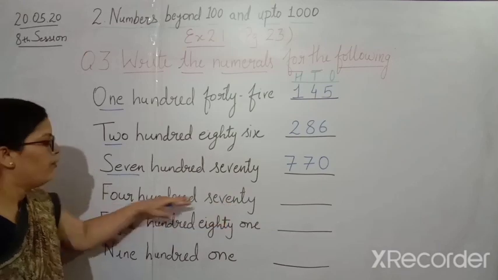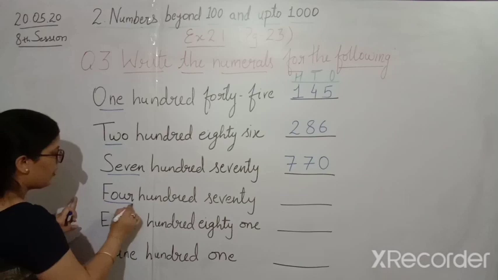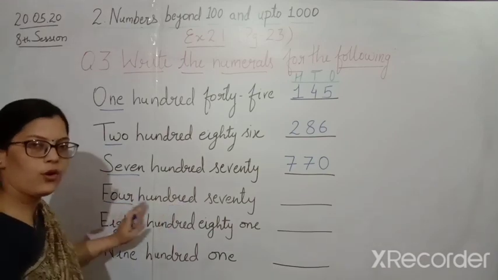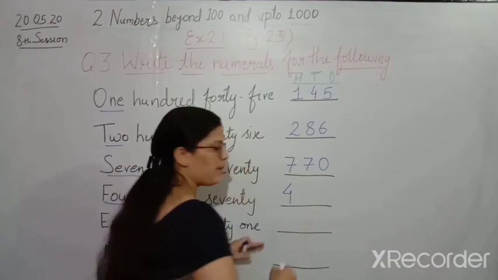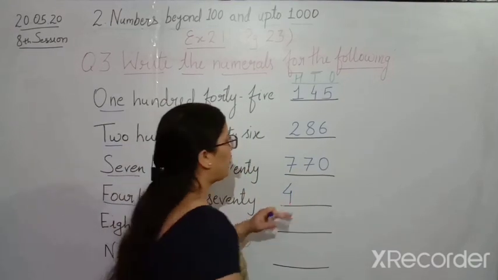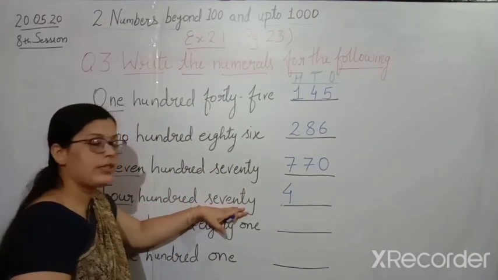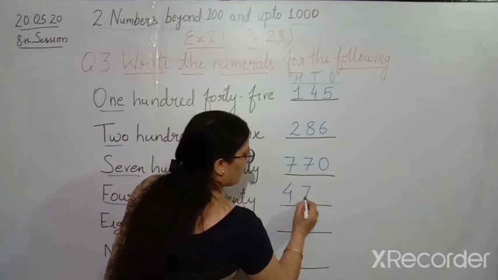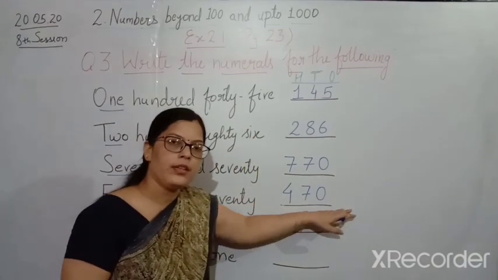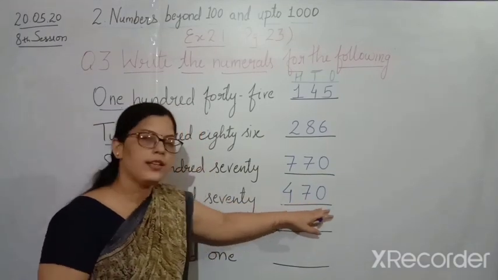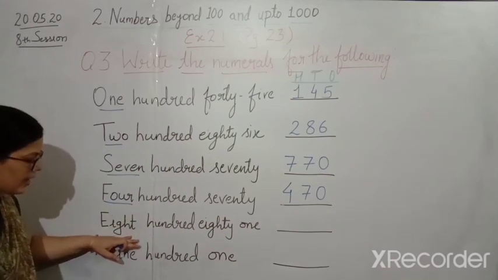Now next is 470. What is given with 100? 4. 400. So we'll write 4 at the hundreds place. Now what is given after 100? 70. Again we'll write 70. The number is 470.